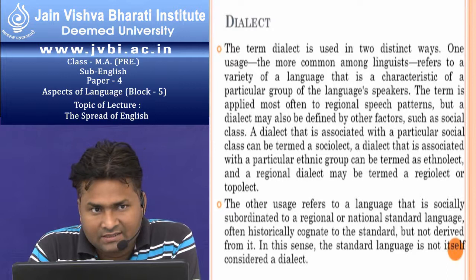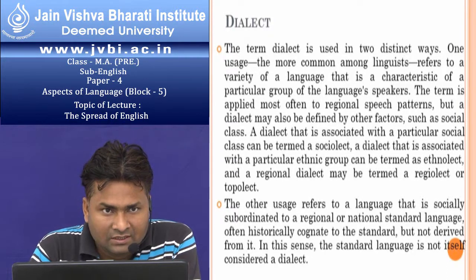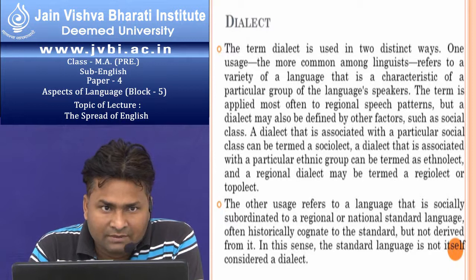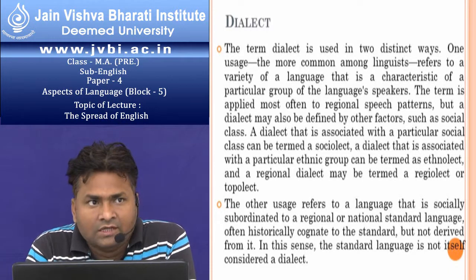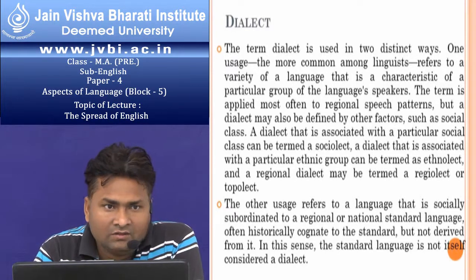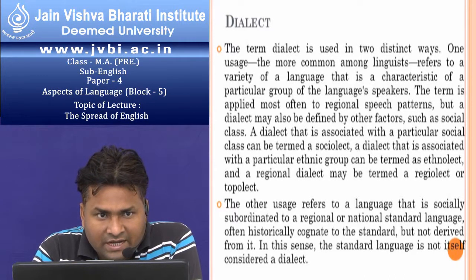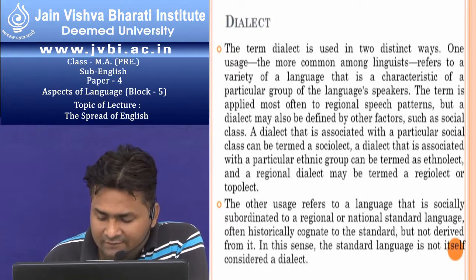A dialect that is associated with a particular social class can be termed a sociolect. A dialect that is associated with a particular ethnic group can be termed an ethnolect. And a regional dialect may be termed a regiolect or topolect. The other usage refers to a language that is socially subordinated to a regional or national standard language, often historically cognate to the standard, but not derived from it. In this sense, the standard language is not itself considered a dialect.